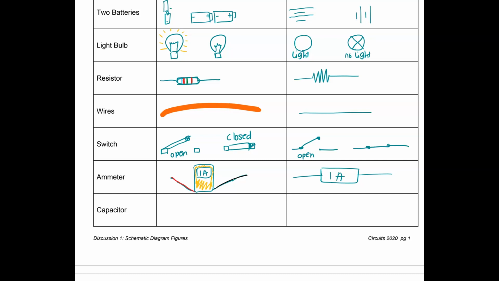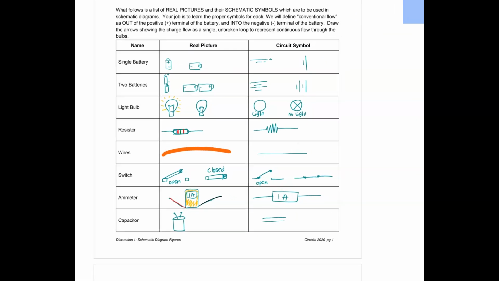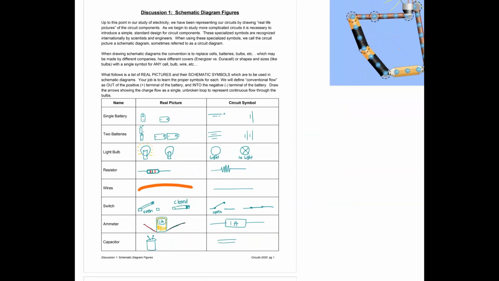For the capacitor, we'll have this big drum with two antennas coming out of it. I don't think we'll use it in this class this year, but this is how we would draw the circuit symbol for a capacitor. All right, and so that is the schematic diagram figures. Make sure that you draw it in your notes. You'll be required to know how to draw these.